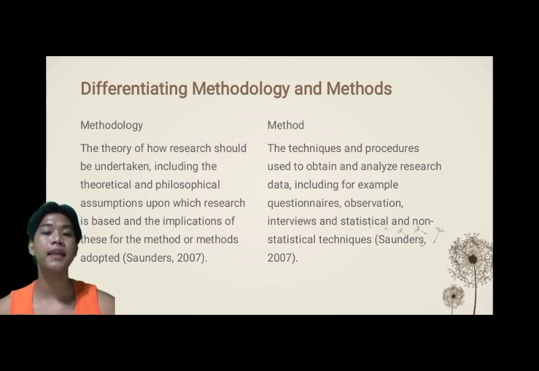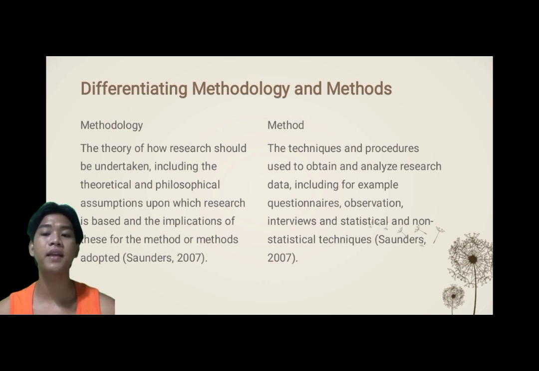While the method is the techniques and procedures used to obtain and analyze research data, including for example questionnaires, observations, interviews, and statistical and non-statistical techniques, by Saunders 2007, which means it refers to the technique of drawing a sample from your target population. The most preferred one is the probability sampling methods like simple random sampling, systematic random sampling, cluster-based random sampling, and so on.